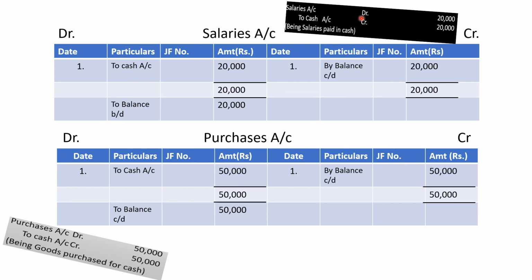Now purchases. Purchases account debit to cash account credit. Here we are also preparing purchases account. So you need to go to the debit side and write down to cash account 50,000.